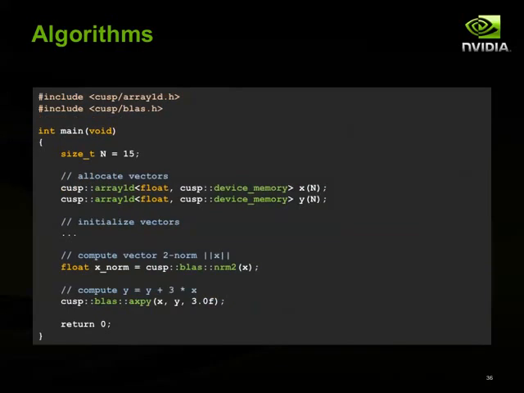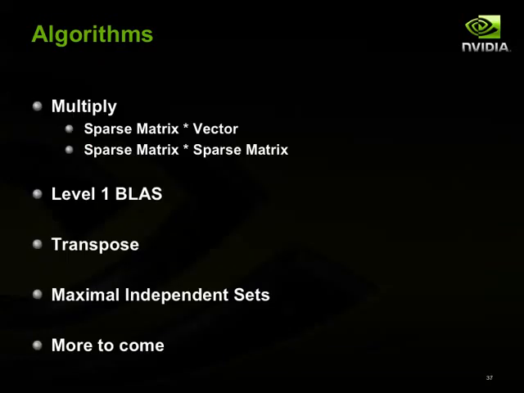Different algorithms. We have a bunch of BLAS algorithms that we've written ourselves to do basic things like compute norms of vectors, do AX plus Y, stuff like that. The reason we did this is just to make Cusp self-contained. So you don't need the CUDA BLAS library. You can just use this as a standalone.